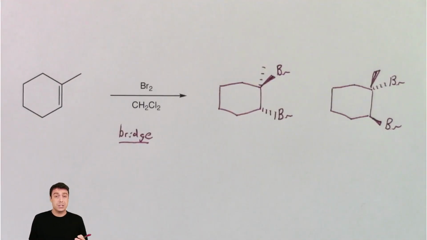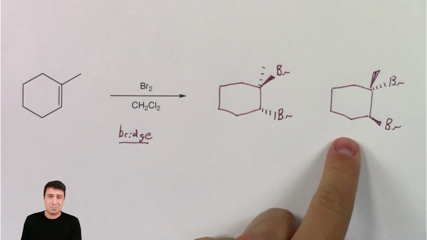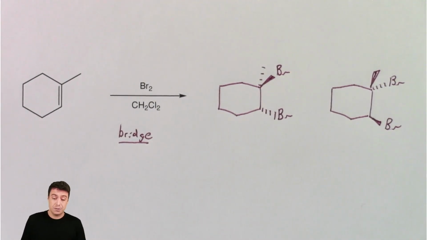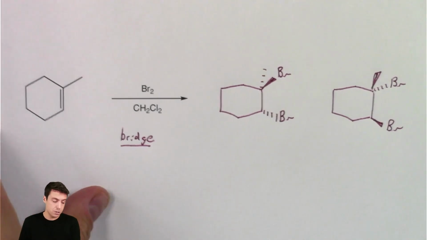Now, are those the same thing just flipped over? No, those are different. There's no way to flip this over and make it match up with this. These two are enantiomers of each other. You would say this is a racemic mixture. Those are the products of Br2 with inert solvent.